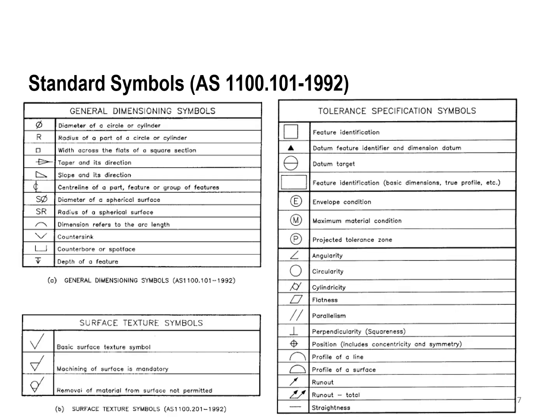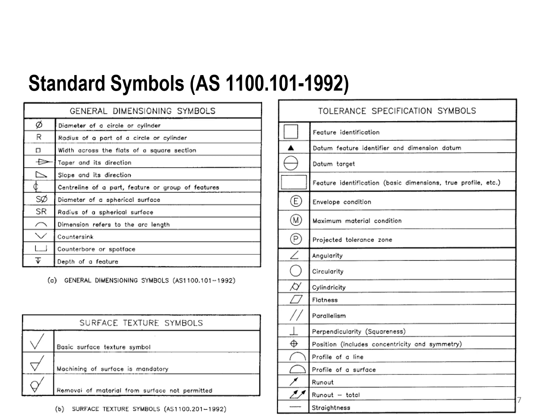The standard symbols, all the standard symbols according to Australian Standard 1100, are listed in this slide, in these tables. So these are the general dimensioning symbols that we already covered earlier. These are going to be the surface texture samples, like the basic surface texture sample. The machining surface is going to be mandatory. For example, I'm going to have the triangle closed at the bottom. If I put a circle on the top, it means removal of material from the surface is not going to be permitted.